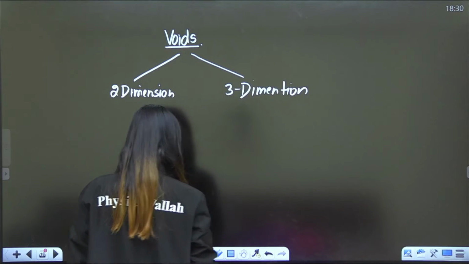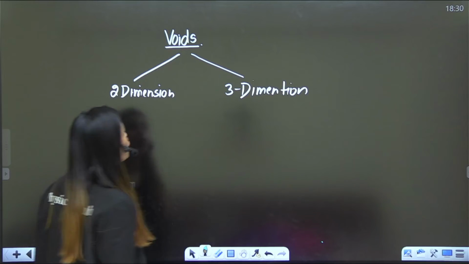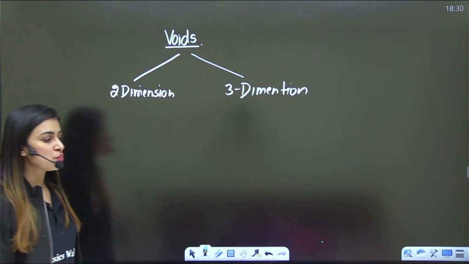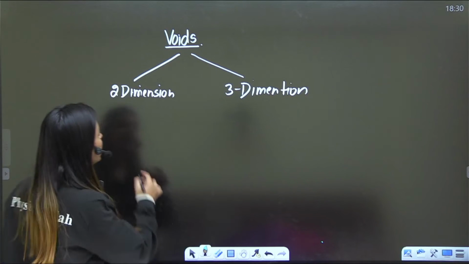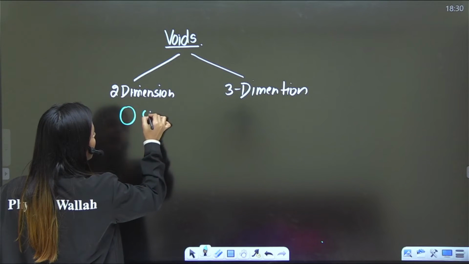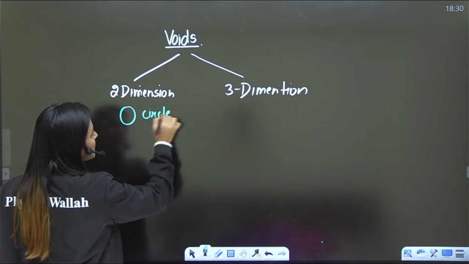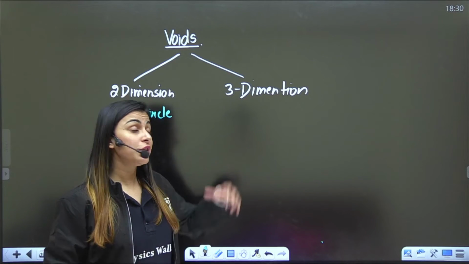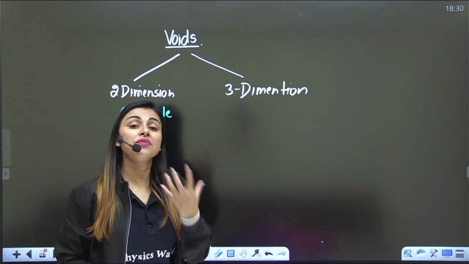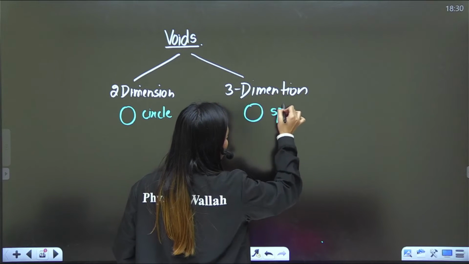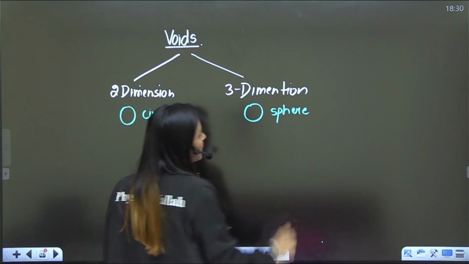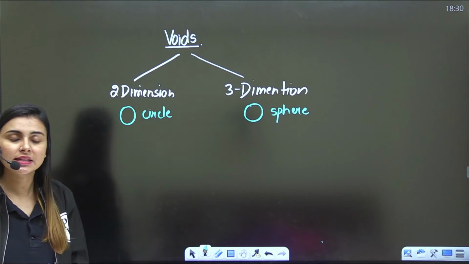Okay, so now if you talk about 2 dimension and voids, my dear students, in 2 dimension we only consider a circle. So here we'll be considering circle as our atom, but if we talk about 3 dimension, we consider sphere as our atom. So here it will be a sphere. Okay, on the board obviously I'll have to draw it simply, but in reality it is something like this.